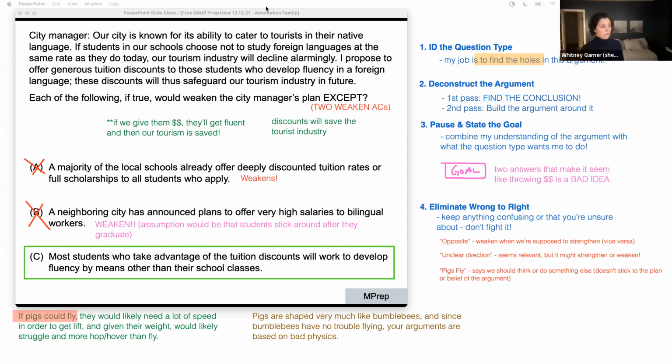Because I don't care how you develop fluency. You can develop fluency by living with an international family. You can fly to Central America and live with a family for 1 week a month, 2 weeks a month, and become fluent in Spanish if you'd like. Or you can move to China and learn Mandarin, right? I don't care. I'm going to give you a tuition discount, so you get to go to my school for really cheap, as long as you become fluent.